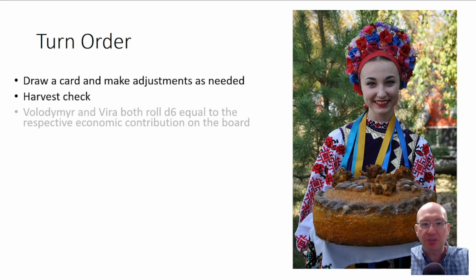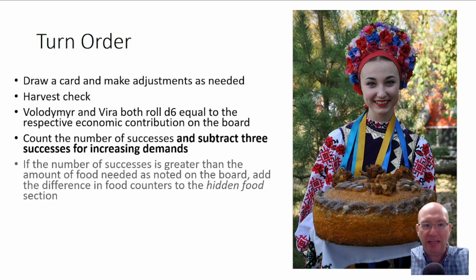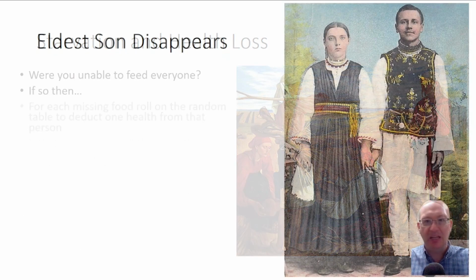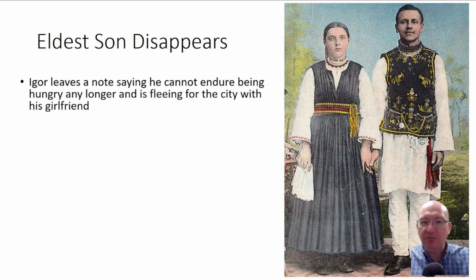So then we have our usual turn order. And notice I have in bold to remind people, this time you subtract 3 successes for increasing demands. Keep going. And then we have a new event. I had mentioned earlier that there was this issue with Ukrainians wanting to flee from the countryside to the city or even flee Ukraine if they could. And I decided, okay, let's have that happen. So I say, okay, Igor leaves a note saying he cannot endure being hungry any longer and is fleeing to the city with his girlfriend.